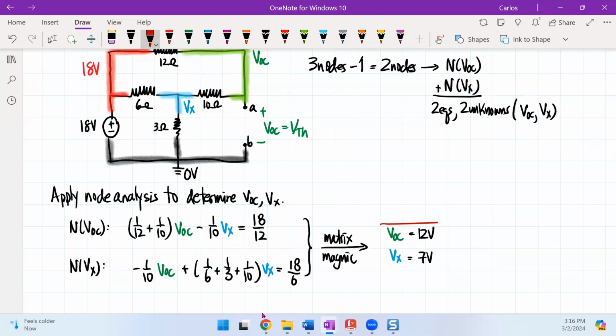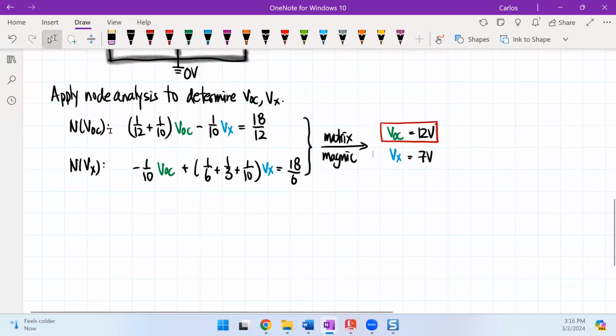We only care about VOC. So what does this value mean again? I've said it a couple of times, but it's hard to comprehend what I'm actually saying here.